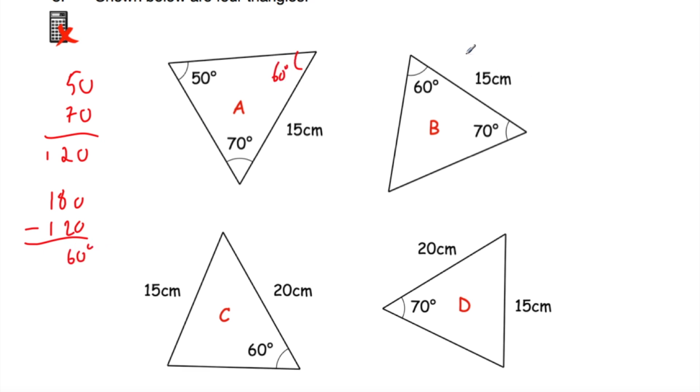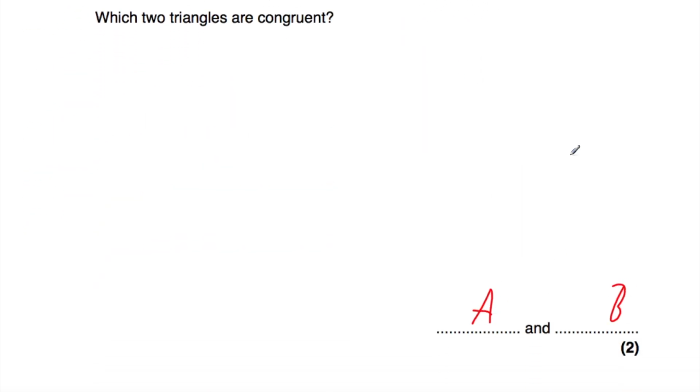And then actually if we have a look here, we have got angle side angle. We've got the 60-degree angle, the 15 centimeter line, and the 70-degree angle. So triangles A and B are congruent because of angle side angle. So let's write that down. A and B. And that's it.